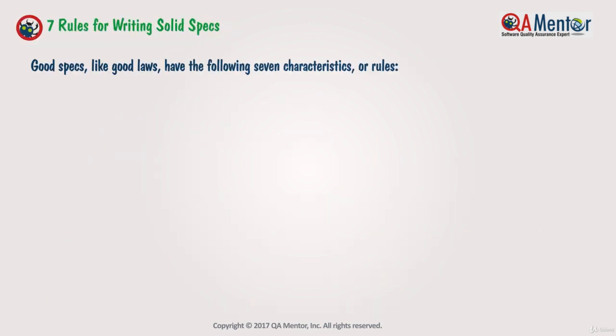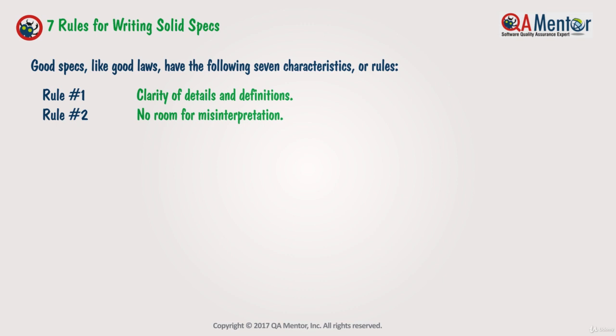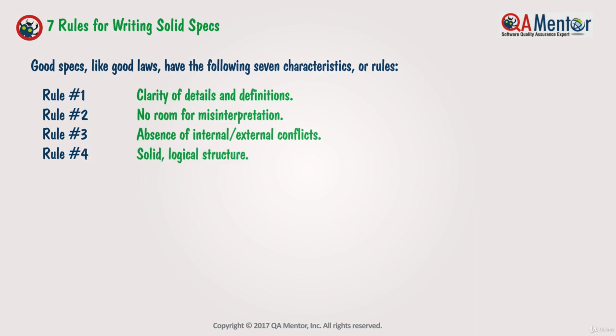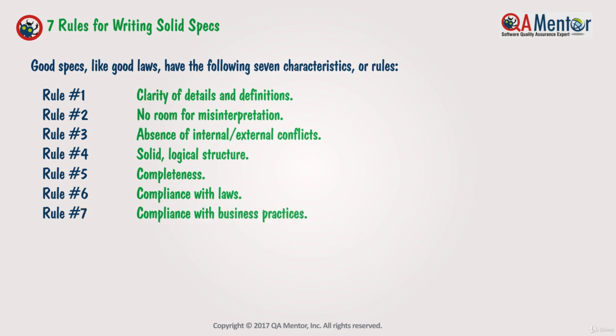7 rules for writing solid specs. Good specs, like good laws, have the following 7 characteristics or rules. Rule number 1, clarity of detail and definitions. Rule 2, no room for misinterpretation. Rule 3, absence of internal or external conflicts. Rule 4, solid, logical structure. Rule 5, completeness. Rule 6, compliance with laws. Rule 7, compliance with business practices.